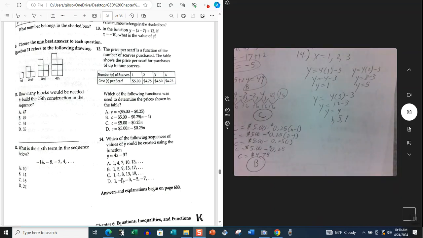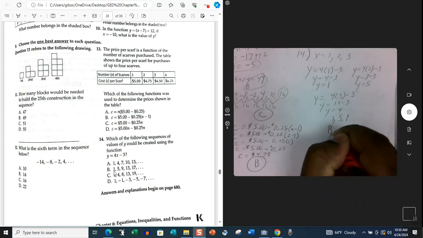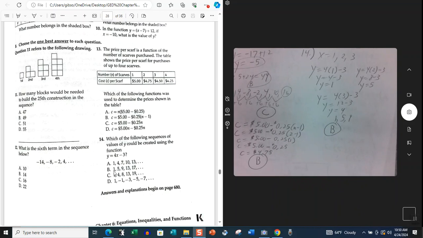Now, the one that has the first three numbers of 1, 5, and 9 is B. So our answer here would be B. If you want to try the fourth and the fifth number, you can, but the answer would be B.